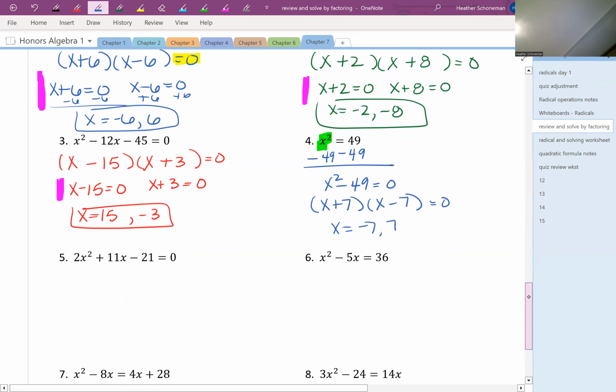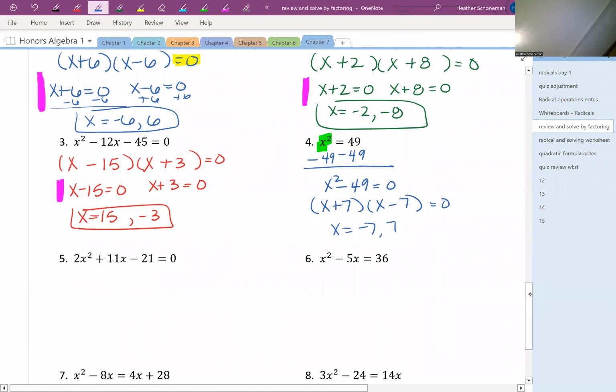Okay, let's look at number 5. And on your quiz and on your test, it's going to say in the directions exactly how I expect it to be solved. So we need to know the difference.